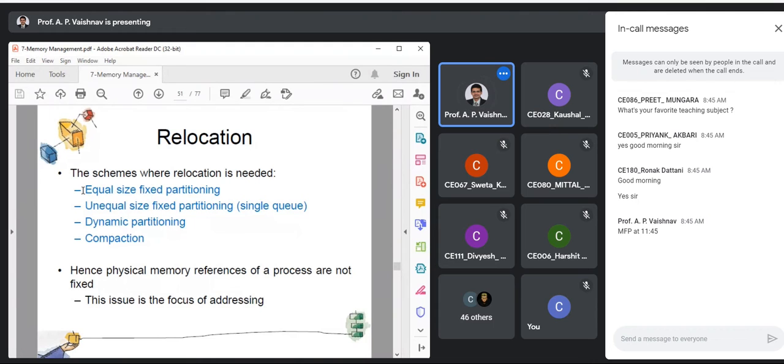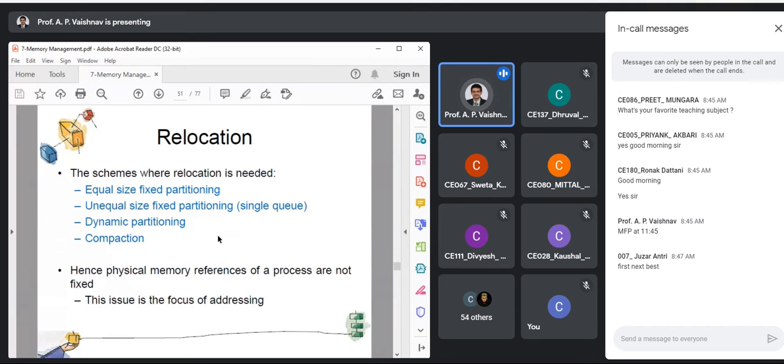If you go with equal size fixed partitioning, right? Now, if you remember, fixed partitioning divides your memory into, you can say, same size memory chunks, right? And equal size fixed partitioning means size of every chunk will be same. Okay. So when you go with this method, do you remember what was the placement algorithm that we used? Yes. What is the placement algorithm for equal size fixed partitioning?